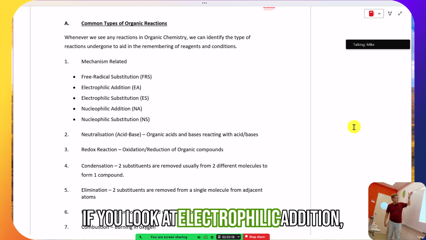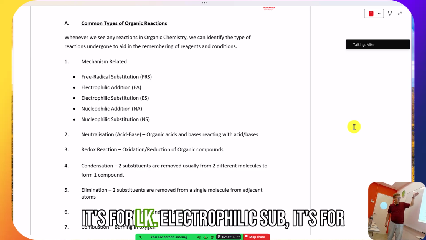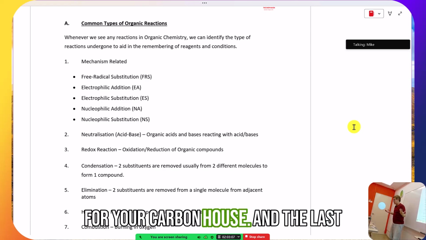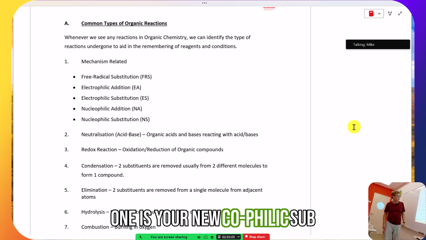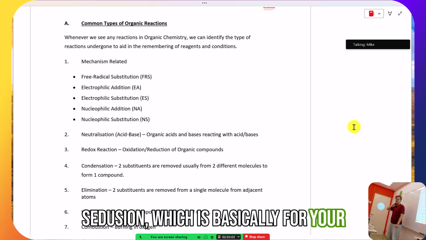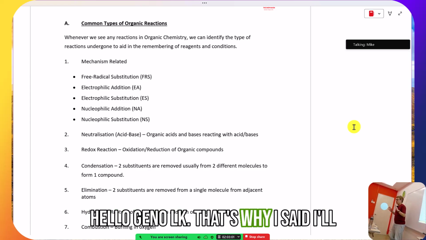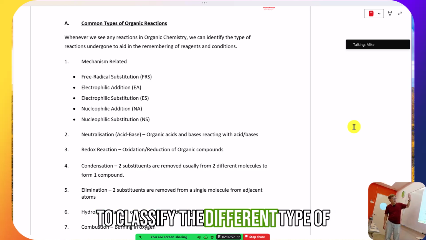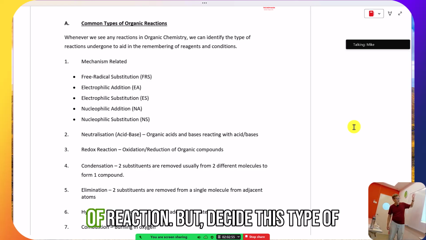Electrophilic addition is for alkenes. Electrophilic substitution is for benzene. Nucleophilic addition is for your carbonyls. And the last one is nucleophilic substitution, which is basically for your halogenoalkanes as well as your alcohol. Got it? By learning how to classify the different types of reaction, you can identify the type of reaction.